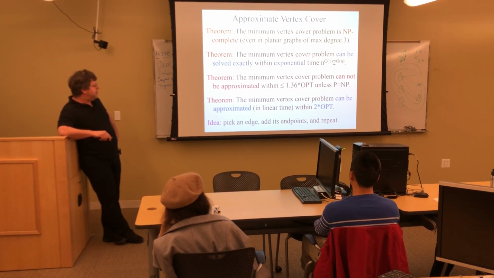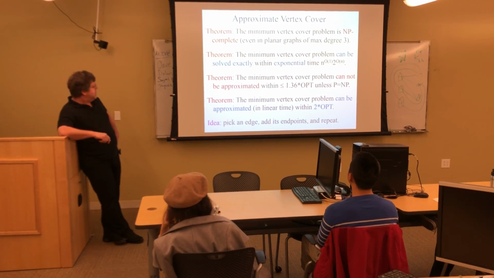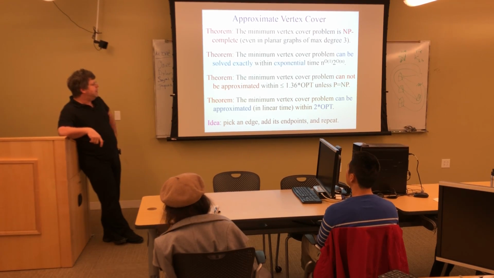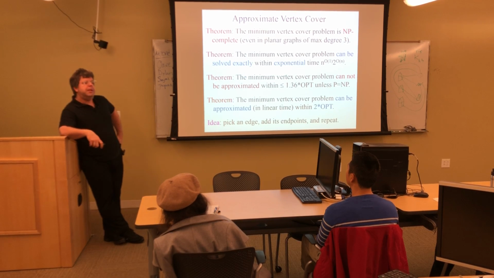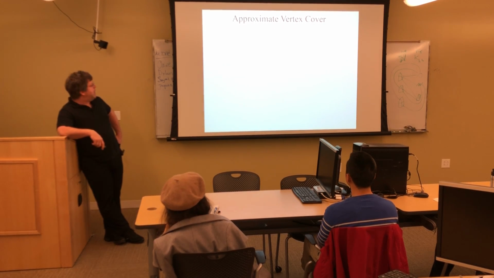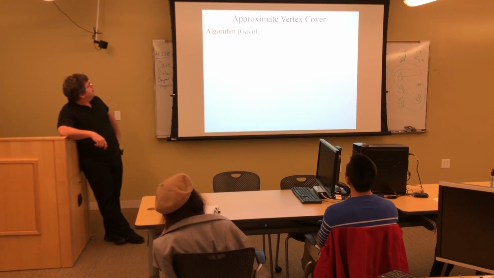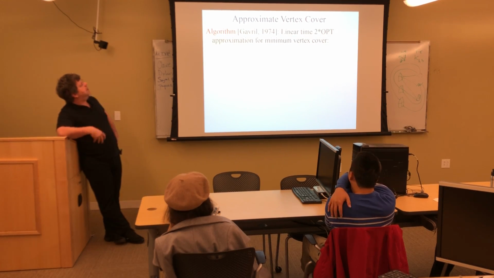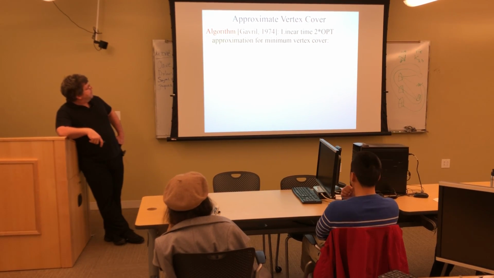The algorithm is so simple, it's one line. Pick an edge, any edge you want, arbitrarily. Add its two endpoints to the vertex cover that's growing, the approximate solution. Remove that edge from the graph and repeat. That's it. That's the entire algorithm that gives you a solution no worse than twice optimal for this NP-complete problem. So this was known for a long time, 1974. So now it's been 45 years or so.